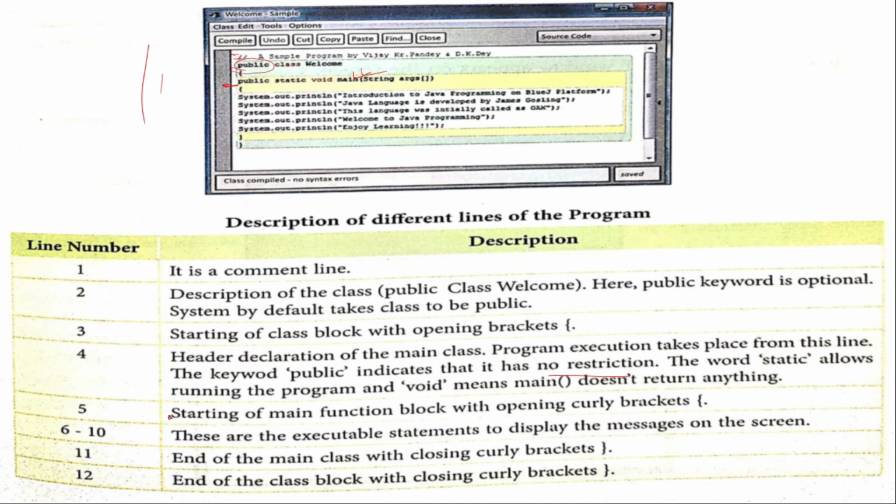Number 5, a fifth line, is the starting of the main function block with opening curly brackets. 6 to 10, these are the executable statements to display the messages on the screen. Number 11 is the end of main function with the closing curly brackets, and 12 is the end of class block with the closing curly brackets.